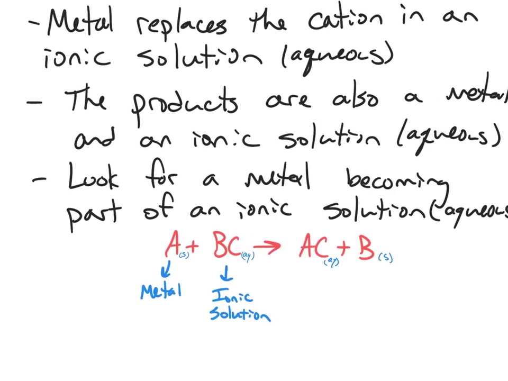But take a look at what's happening. You've got the metal A, which starts out as a solid, but in the product side is part of an ionic solution or an aqueous solution. And B, which was part of the ionic solution as the reactant, is now a solid on the product side. Think about it this way. You're B and you're dating person C.